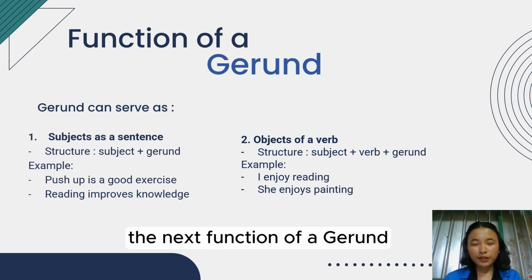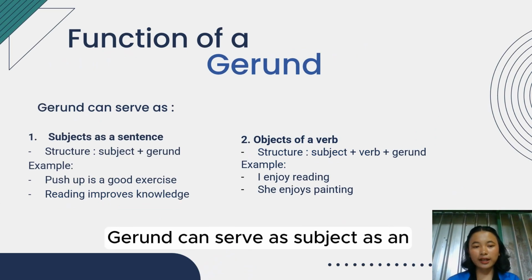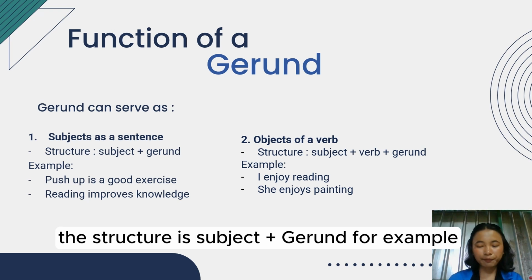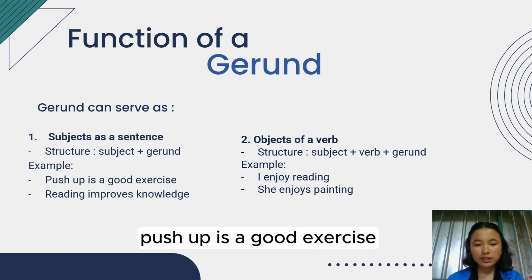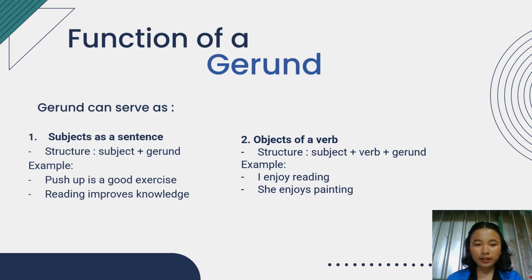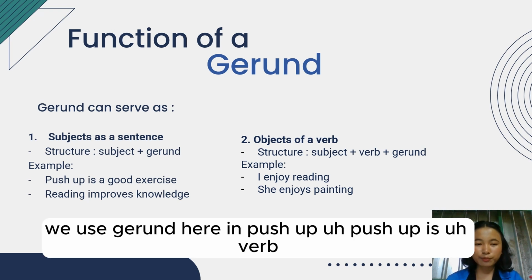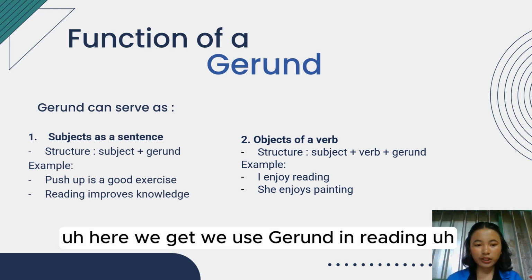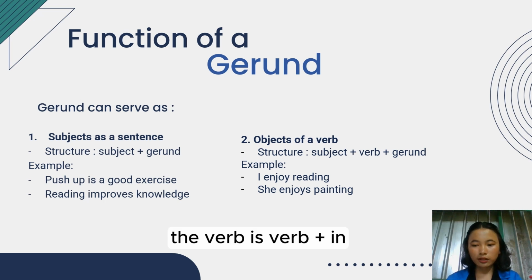Okay, next. Function of a gerund. A gerund can serve as the subject of a sentence. The structure is subject plus gerund. For example, "Push up is a good exercise." Here we use a gerund in push up. The second example is "Reading improves knowledge." Here we use a gerund in reading. The form is verb plus ing.